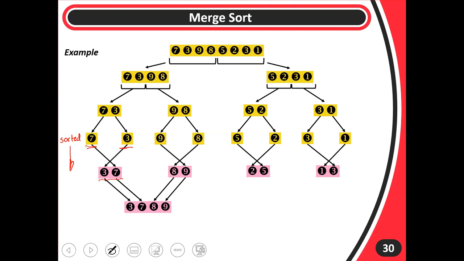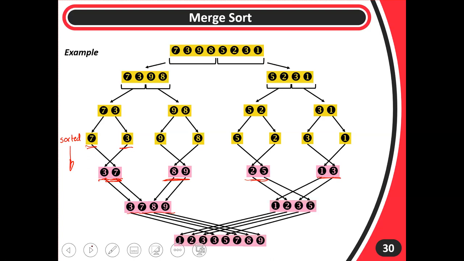And now we're going to merge these two sorted lists because that is something we know how to do. So we end up with this 3, 7, 8, 9, and we're going to merge these two sorted lists as well. 1, 2, 3, 5, and then finally, we're going to merge these two sorted lists and our entire list is sorted. All right, so at no point did we know how to do anything other than sort a list of length one and merge two sorted lists. But we've used this divide and conquer method to design this algorithm that sorts this list completely.